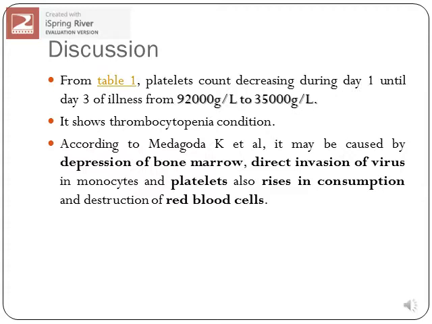So I can say that because of depression of bone marrow, destruction of red blood cells also increases because of the invasion of virus in monocytes. Thus, platelet needs in bone marrow increase. It causes the platelets to not go to the bloodstream, so that's why the platelet count in the blood is low.